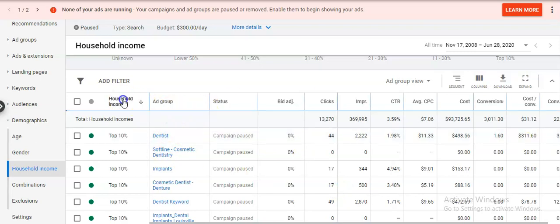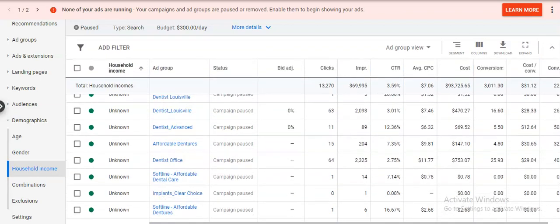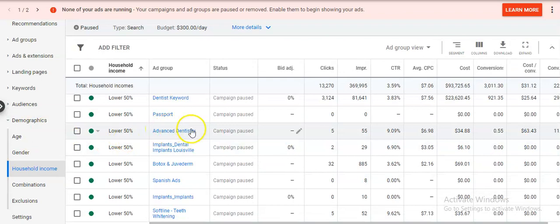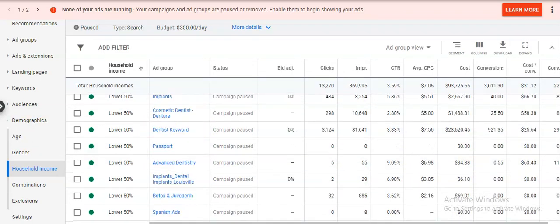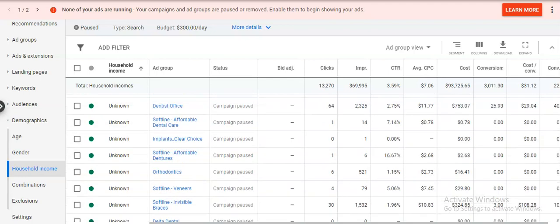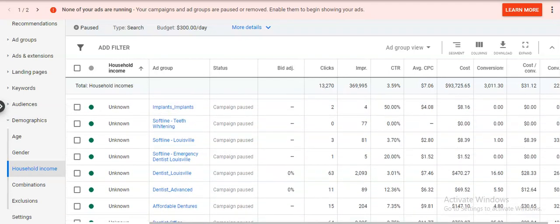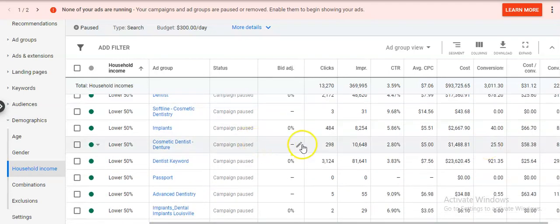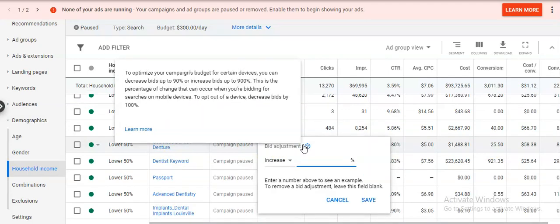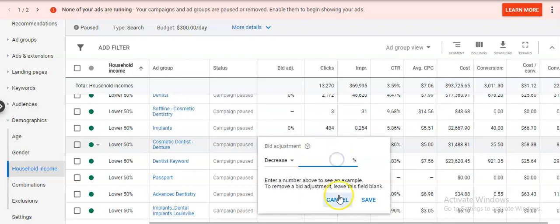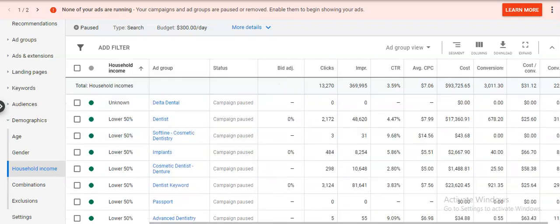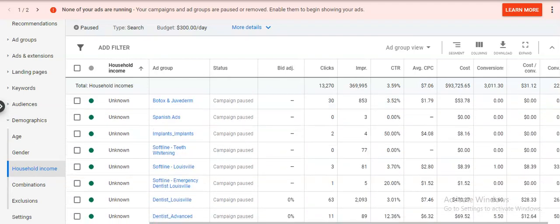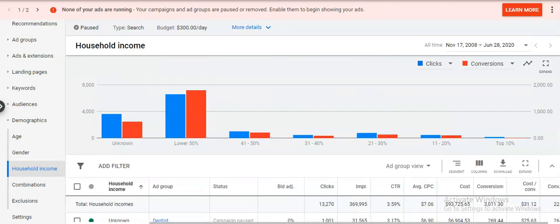On the other hand, let's say something like, if we have the unknown category, what about the lower 50? Okay, so this is the lower 50%. You might want to apply a negative bid adjustment over here. So instead of increase, you might apply decrease by 50% or something like that. Okay, so that is basically how you apply the bid adjustment based on income.